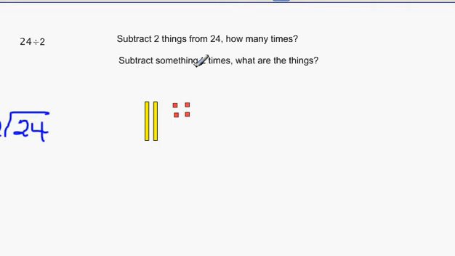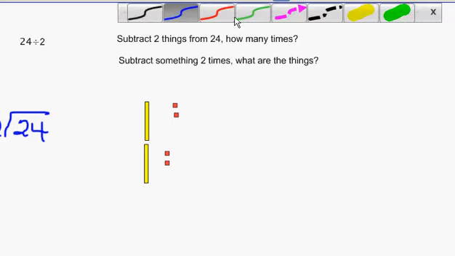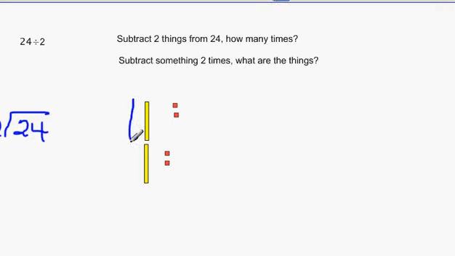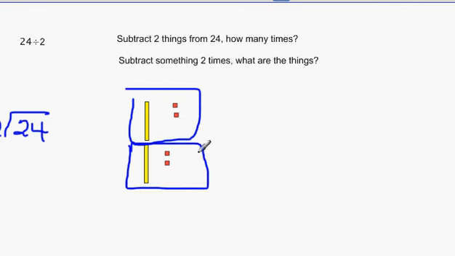In the second way, subtracting something 2 times, I take my picture and I just kind of separate it so it looks like this now. And my question is, can I subtract something 2 times? Yes, I can subtract something that looks like this. It's got a rod and 2 ones, and a rod and 2 ones. So it's the same thing, and I can do that twice. What are the things? I have 1 rod, which is a 10, and 2 ones, which is a 2. And I still get my answer of 12. Just a different way of looking at doing it.